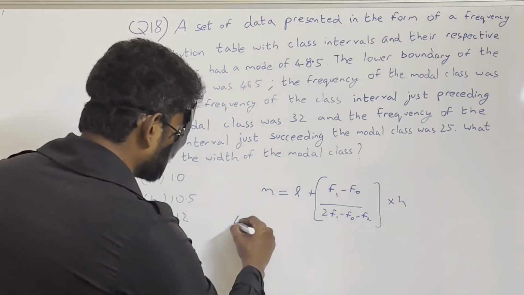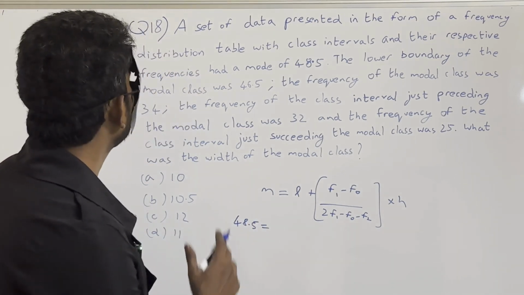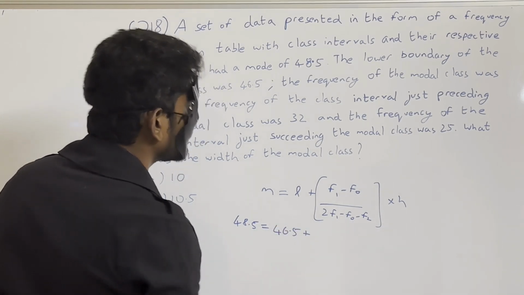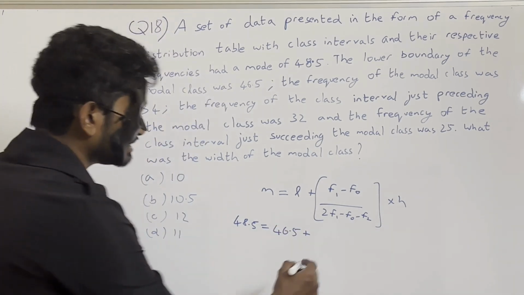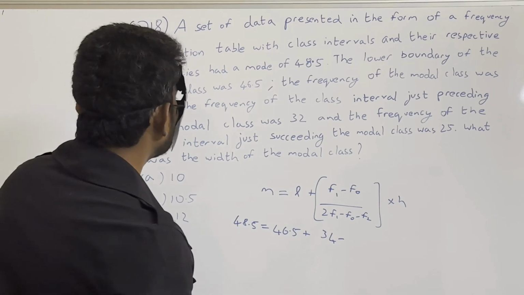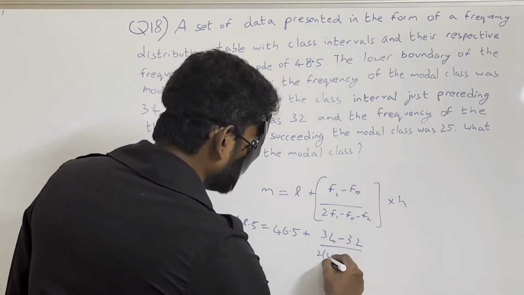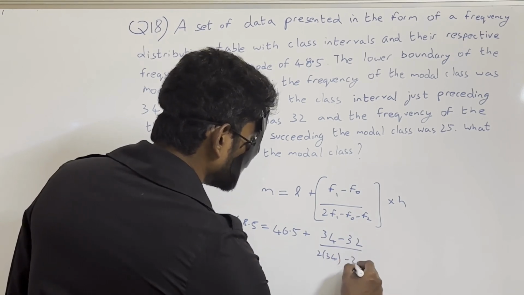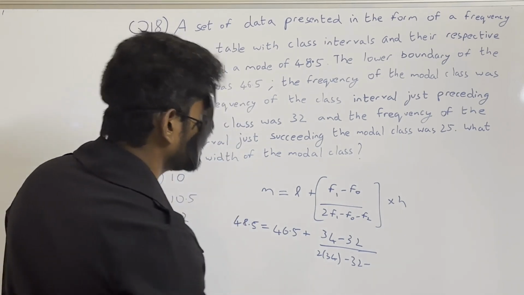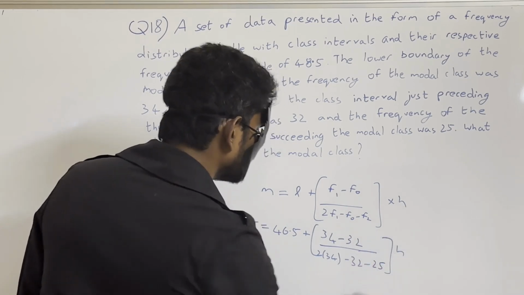Mode is nothing but 48.5. The lower boundary of the modal class is 46.5, plus the frequency of the modal class, 34, minus the frequency of the preceding modal class, 32, divided by 2 into 34 minus 32 minus the frequency of the succeeding modal class, 25, into this entire thing into h, which is the width.